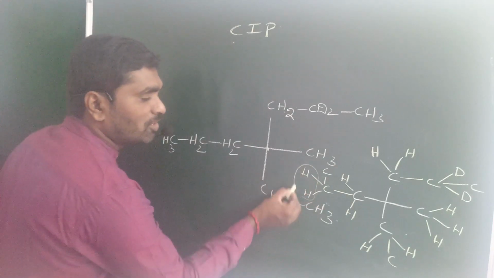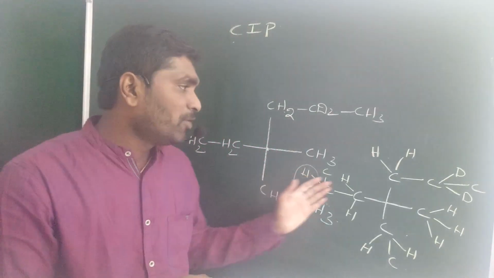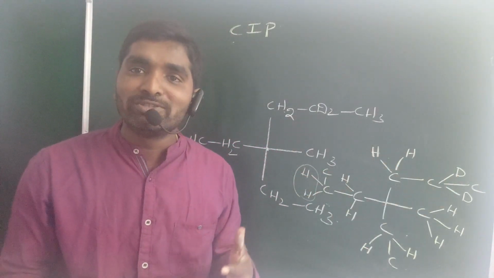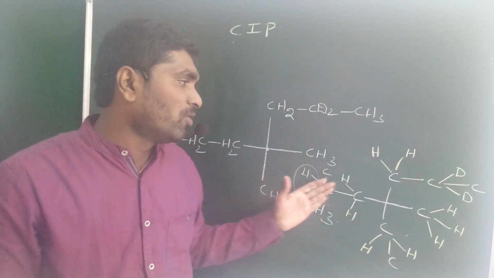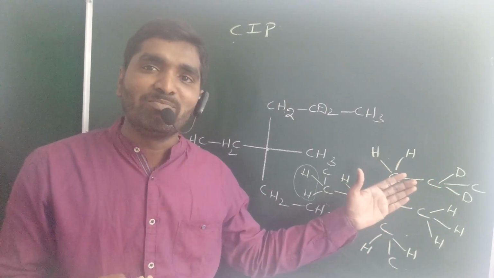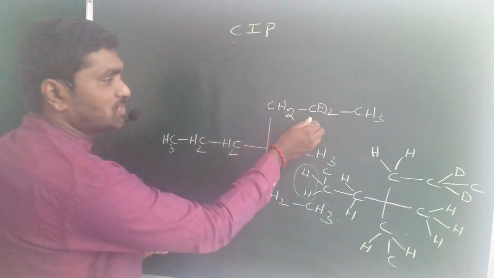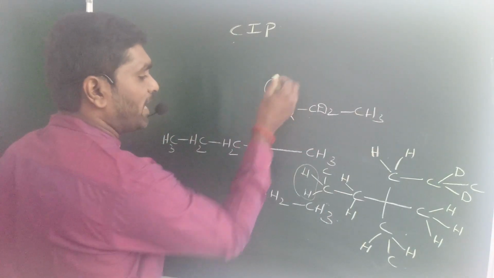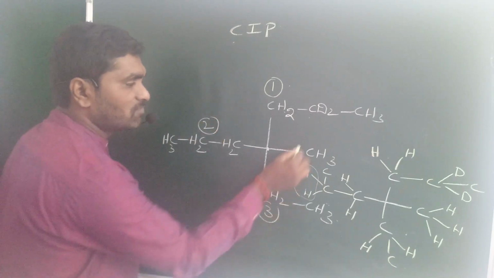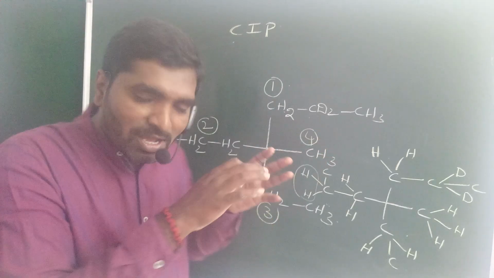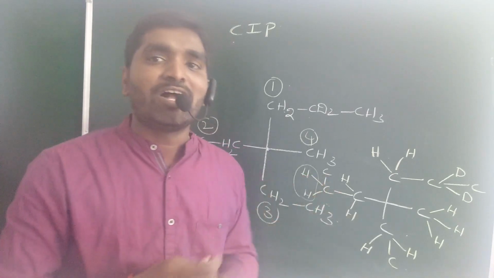Compared with hydrogen, deuterium always gets the higher priority. Why? Because hydrogen and deuterium are both isotopes. Both have the same atomic number. Hence, compared with hydrogen, deuterium always gets more priority. Okay guys? So this group always gets the more priority. After that, this one may be the second, this one the third, and this one the fourth. So this is how, according to the CIP rules, priority is given in an organic compound.